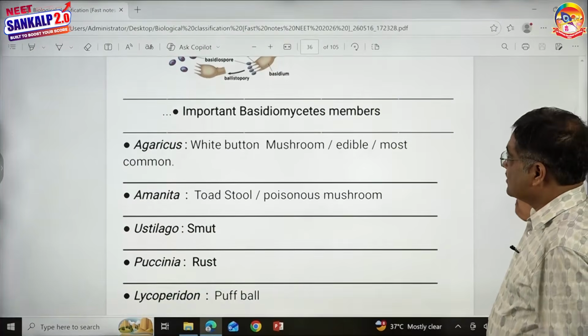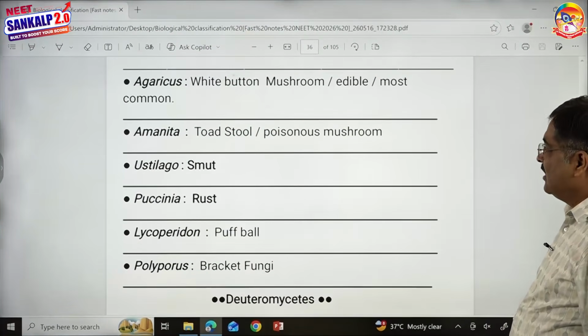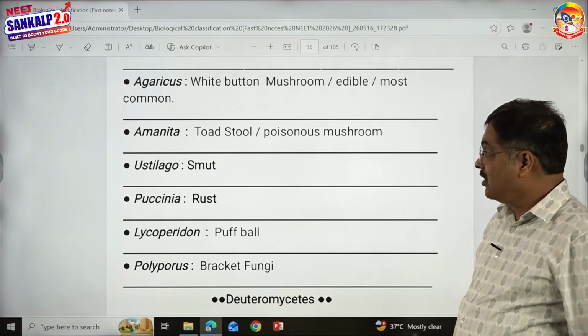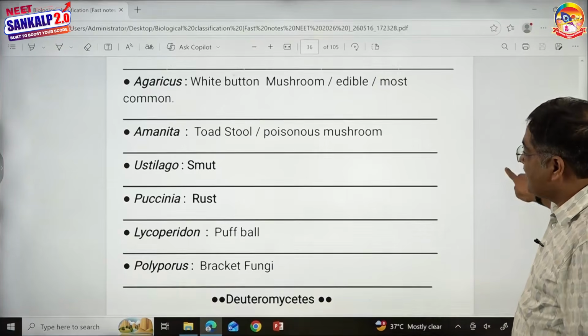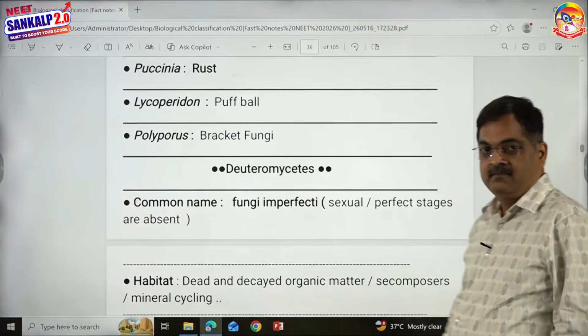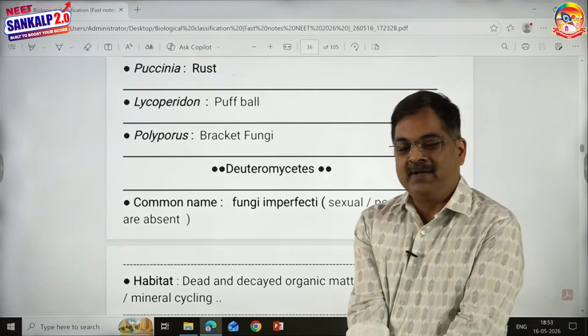Examples: Agaricus, white button mushroom. Amanita, it's a toadstool, a poisonous mushroom. All right. Ustilago, smut, Puccinia, rust, Lycoperdon, puffball, Polyporus, bracket fungi. We got rid of Ascomycetes and Basidiomycetes.